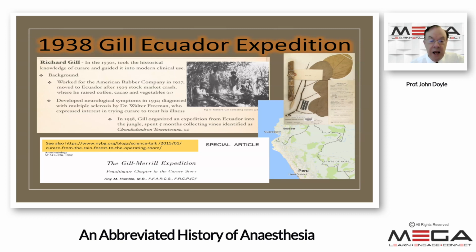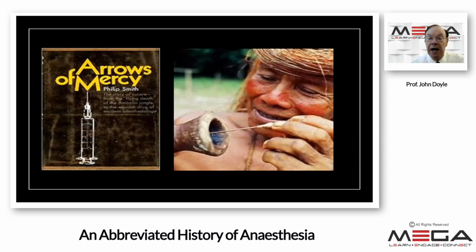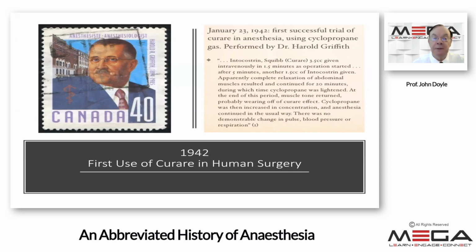So he went down to Ecuador, and the story here from Anesthesiology 1942 is available for those people that would like additional details. And a whole book on this is called Arrows of Mercy, which was written in the 1960s by a Canadian called Philip Smith. And of interest, I had a chance to actually visit Philip Smith a few years before his death when I lived in Toronto, and he told me about the story of the writing of this book.